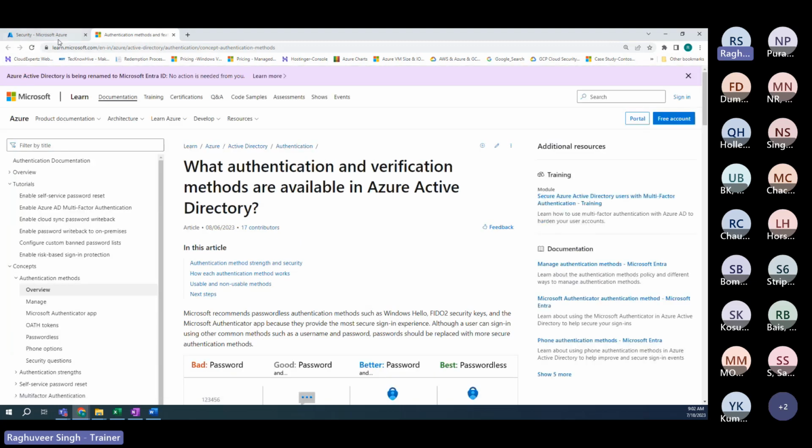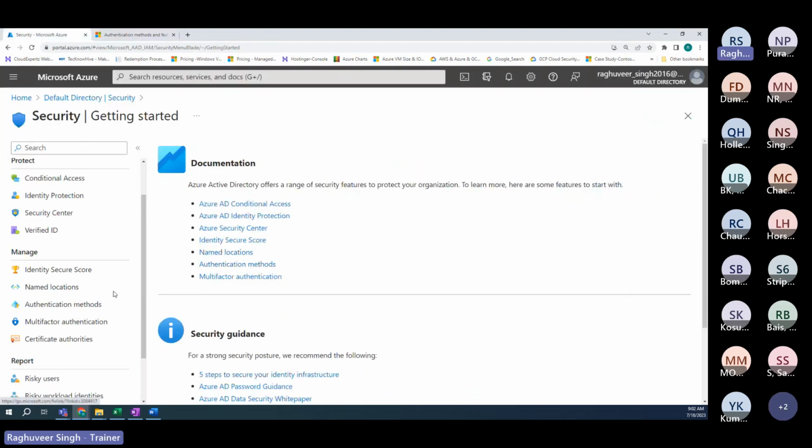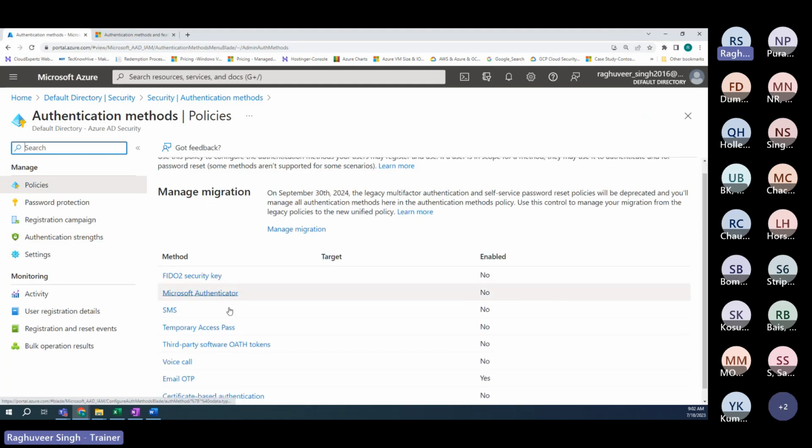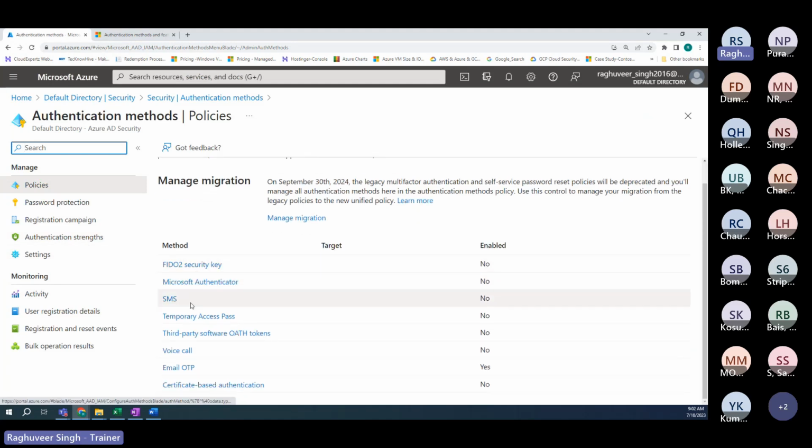Authentication methods, which is where you will configure the authentication methods for your users, which is basically whether you want them to use a FIDO security key, Microsoft Authenticator, SMS-based authentication, temporary access pass, third-party software, voice call, email OTP, certificate-based authentication. So you can see all of this information is configured here. So we've configured these authentication methods also. So you can pick and choose one of the authentication methods. Let's say I pick and choose Authenticator.